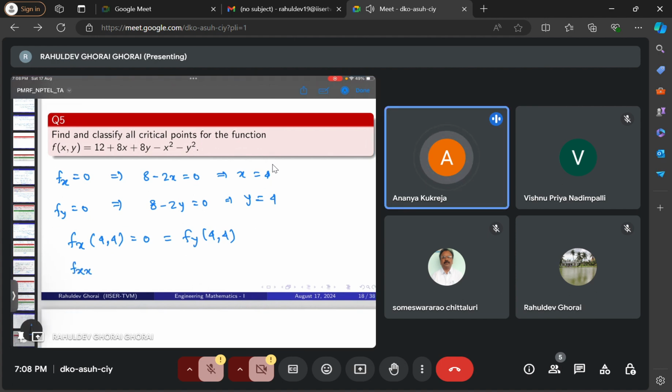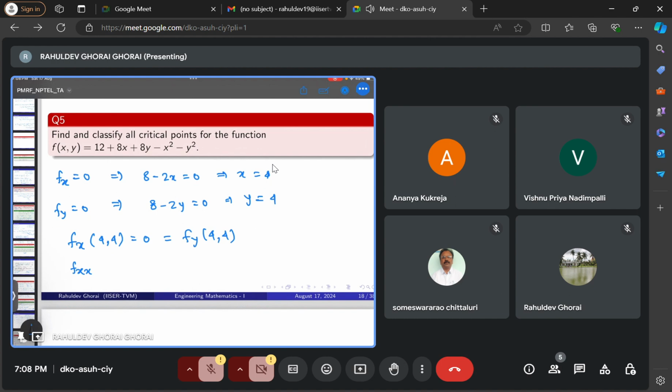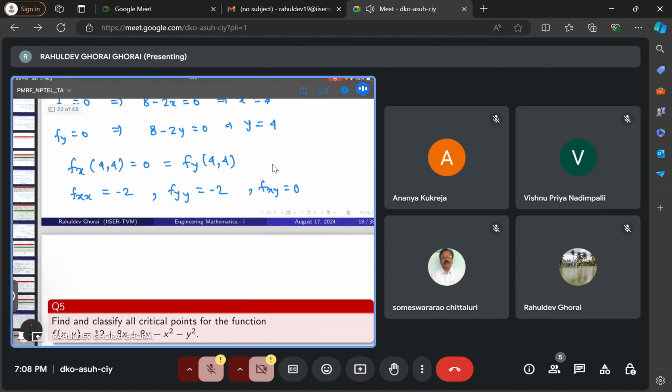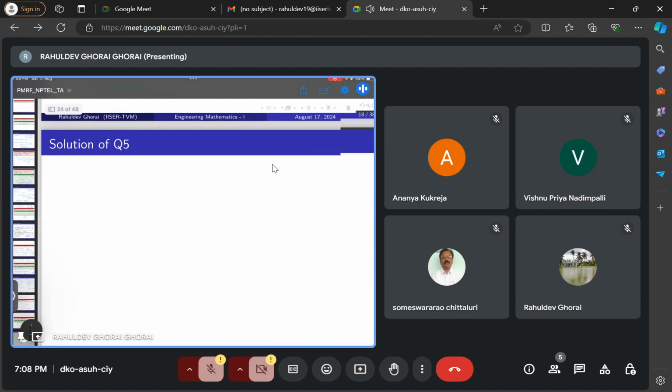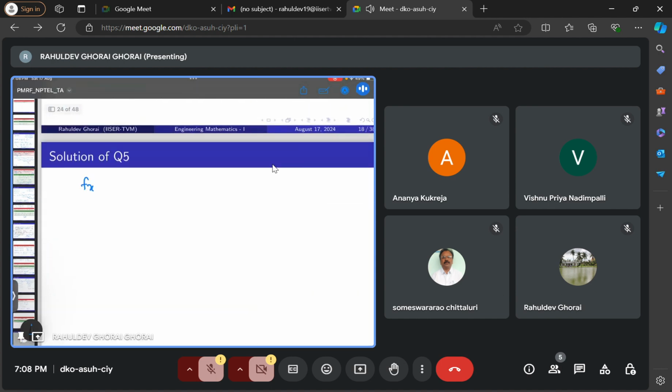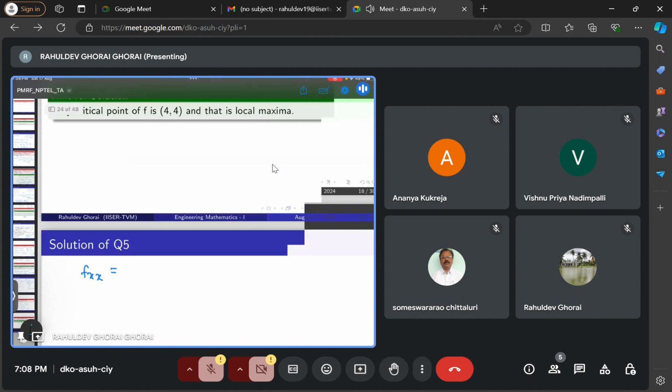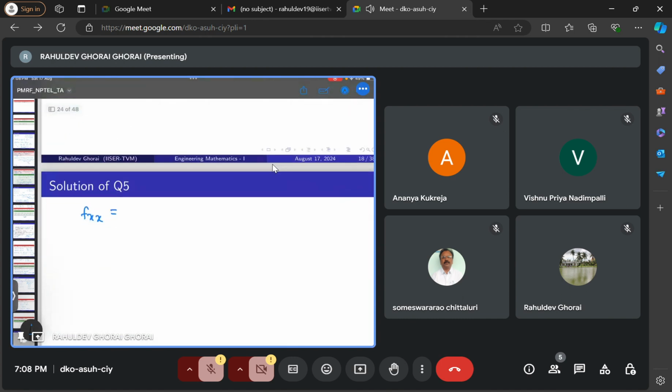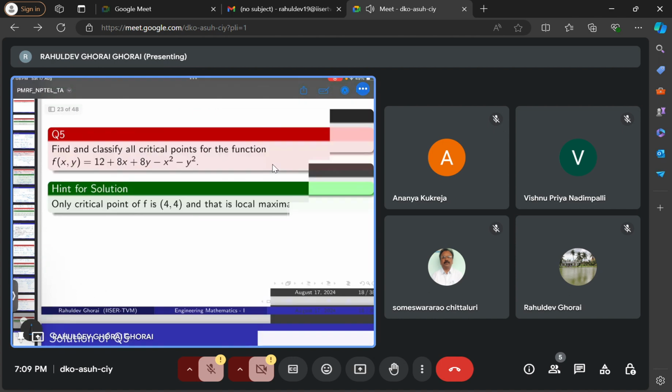Local maximum. Yes. So fxx will be, what will be fxx? That will be minus 2. fyy will be minus 2, independent of any point, and fxy will be 0, right? So then what will happen? fxx is minus 2, fxy is equal to 0, fyy is also minus 2, right?